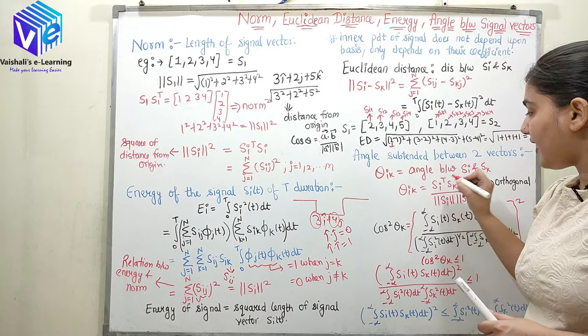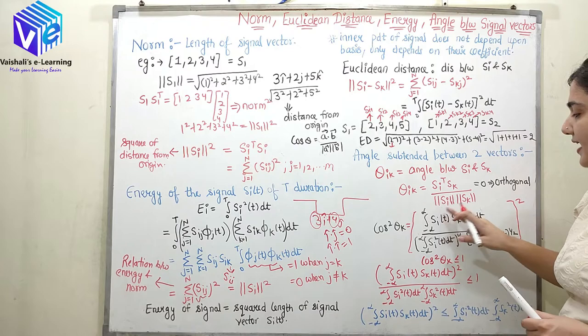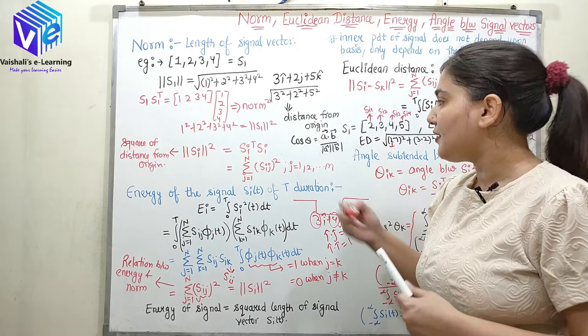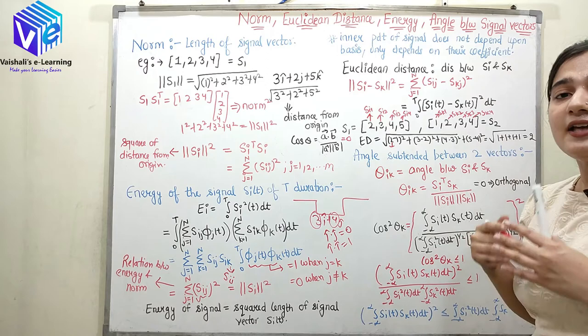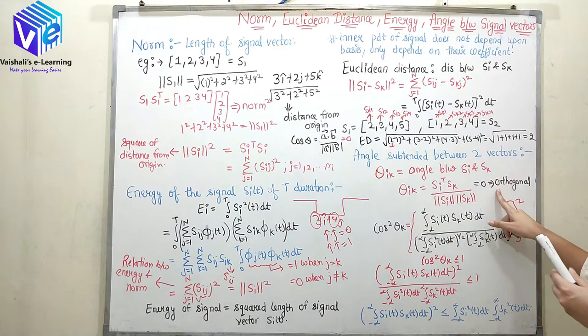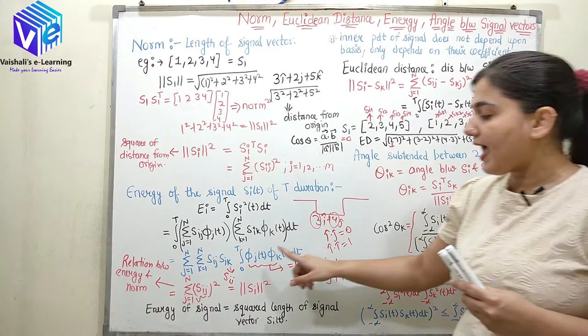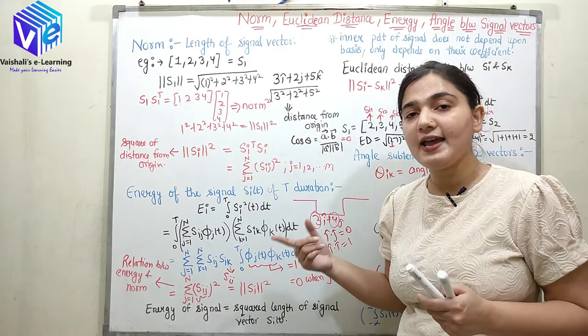Here I have my signal. So this is my signal Si. I have taken its transpose. I am multiplying it with Sk and dividing it with the norm of Si and Sk. So now when my theta is 0, what does it mean? When this cos theta was 0 in the case of dot product, what does it mean? It means that it is having orthogonal properties. Similarly, when the angle subtended between two signal vectors is equal to 0, it means these are orthogonal in nature. And if I normalize them, that will mean that it is orthonormal. If I find out the angle between the basis function, so if I need to find out the angle between phi i and phi j, it will always be 0 because I already know these are orthonormal.